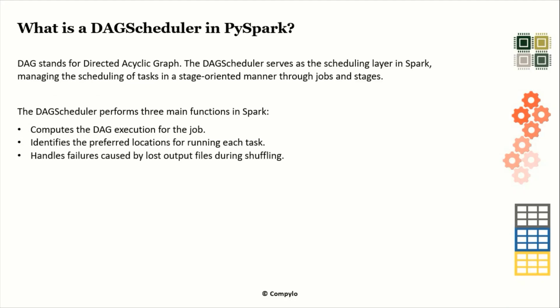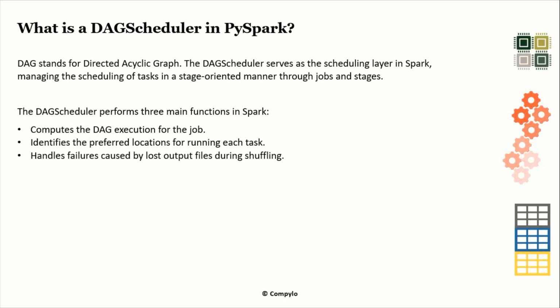Next question is what is a DAG scheduler in PySpark? The DAG scheduler serves as the scheduling layer in Spark, managing the scheduling of tasks in a stage-oriented manner through jobs and stages. It transforms the logical execution plan, which outlines the dependency lineage of transformation or RDDs into a physical execution plan made up of stages.